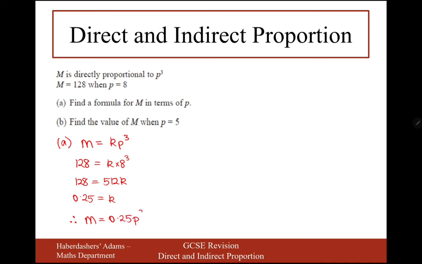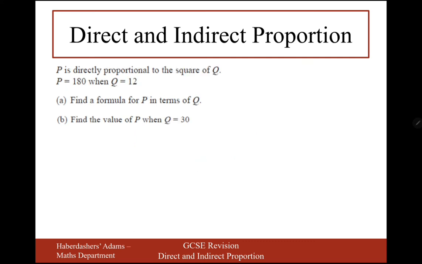0.25p cubed. Okay, find the value of m when p is 5, so substitute that into the formula. 0.25 times 5 cubed, and you can type all of that in one go, times 5 cubed, and you get 31.25. And there we are, that one's not too bad at all. Let's move on to the next one then, pause the video and have a go at this question.